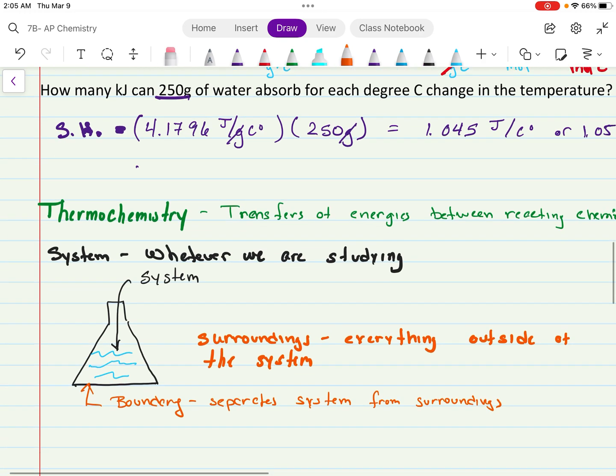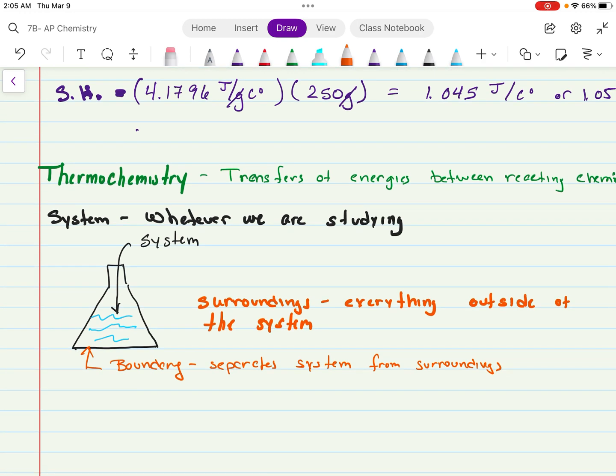Now, the state of the system is basically a listing of its temperature, its pressure, its volume, its composition. Basically, how we have the system as it's happening. Whenever any change occurs to that system, we call that the change of state of the system. So what we're measuring is how the system is being changed and by how much.